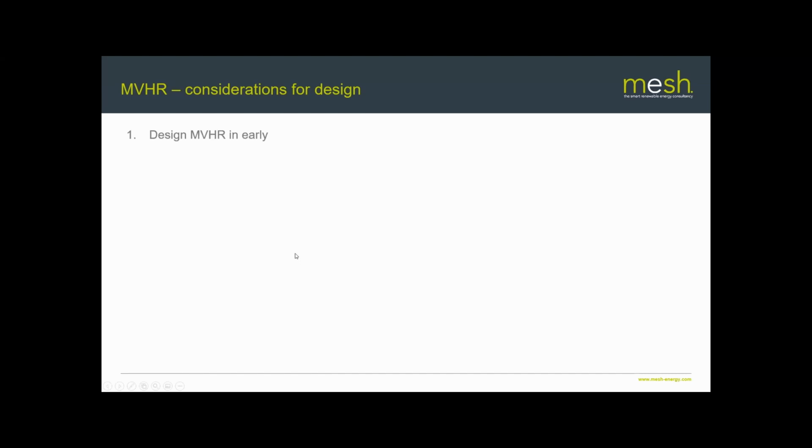With MVHR, I'm just going to put in the 10 top things to think about. So the first thing to do is design it in early if you can. It's much harder to squeeze an MVHR system into a building that's not designed for it. Consider the structure when designing the ducts. Allow space around the unit for filter changes and servicing. So usually you have to allow the same depth as the unit in front of the unit because the filters go the full depth of the unit.